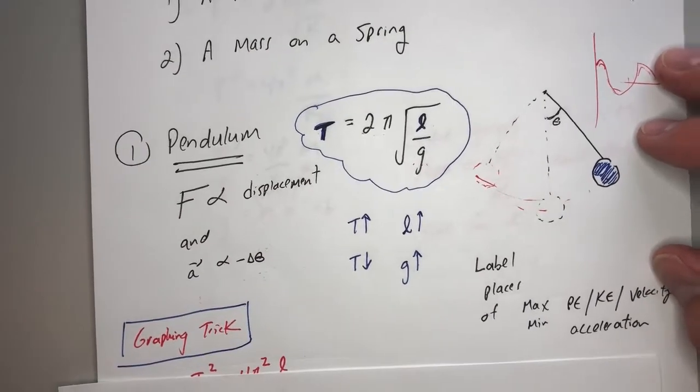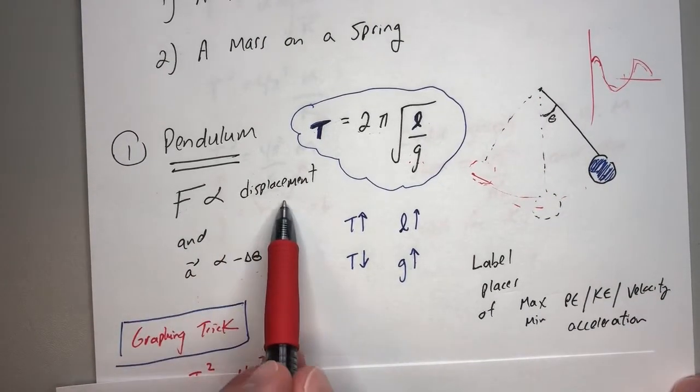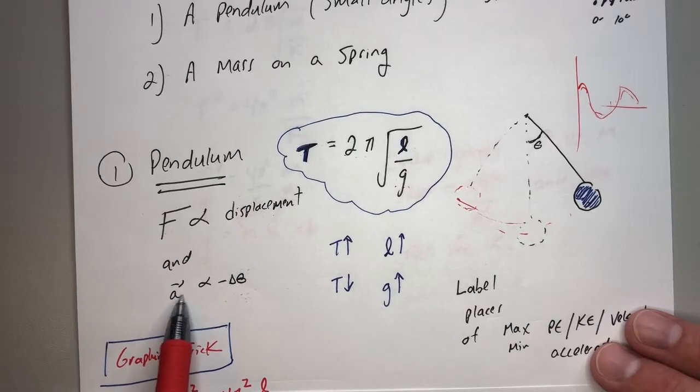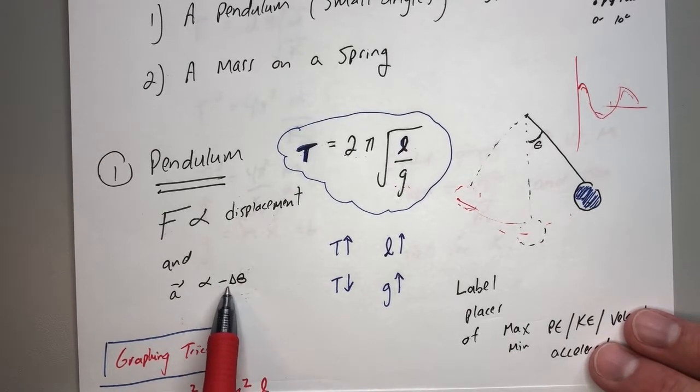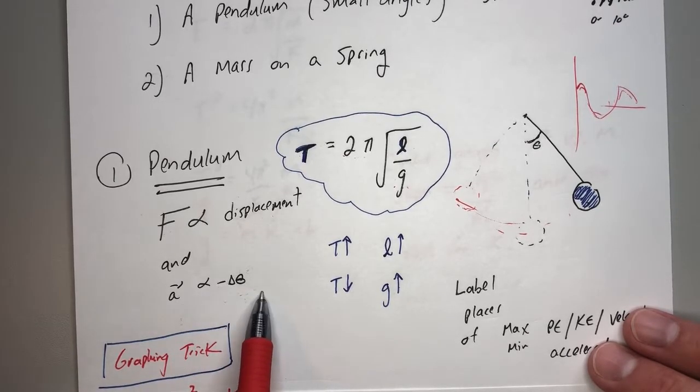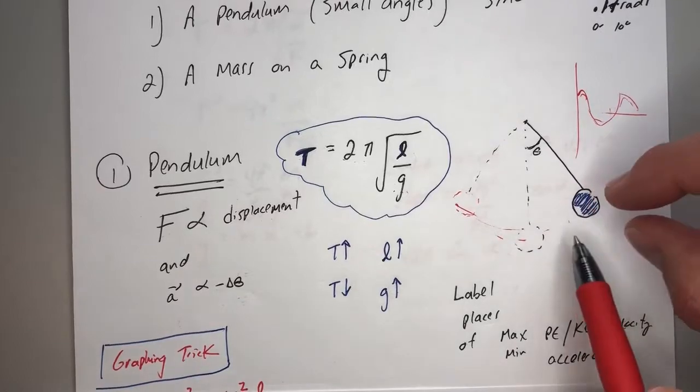And one little note, force is proportional to displacement once again. So those are the assumptions we're saying for simple harmonic motion. I'm not going to prove that in this video. And the acceleration is proportional to the displacement, but it's in the opposite direction. That's why there's a negative there. Remember, negative doesn't mean small. Negative means direction. So if you pull it to the right, it wants to accelerate back to the left.